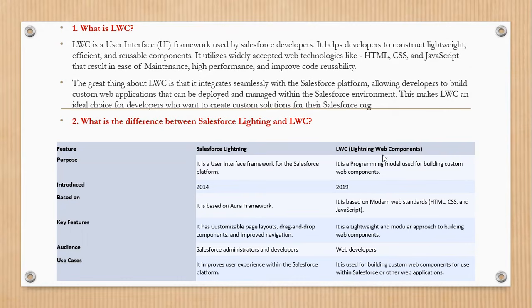Next, LWC, Lightning Web Components. It is a programming model used for building custom web components, introduced in 2019. It is based on modern web standards, HTML, CSS, and JavaScript. It is a lightweight and modular approach to building web components. Web developers use it for building custom web components for use within Salesforce or web applications.